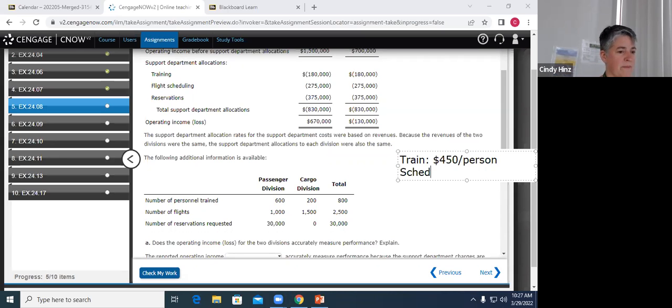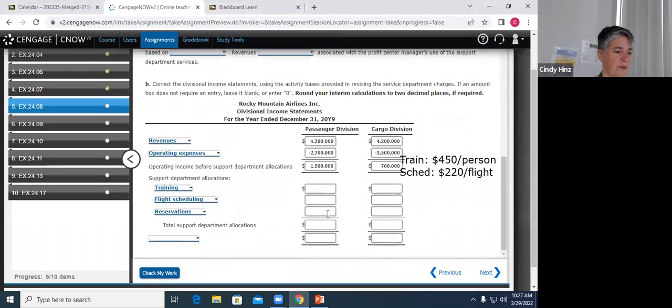For scheduling, $275,000 times 2, or $550,000 total for scheduling. And we scheduled 2,500 flights. So that's a total of $220 per flight scheduled. And reservations, we don't even really need to do the calculation for reservations. We can see that the cargo division had no reservations. And so the full cost of the reservation system, 375,000 times 2, should be borne by the passenger division. I'm just going to go ahead and enter that in here.